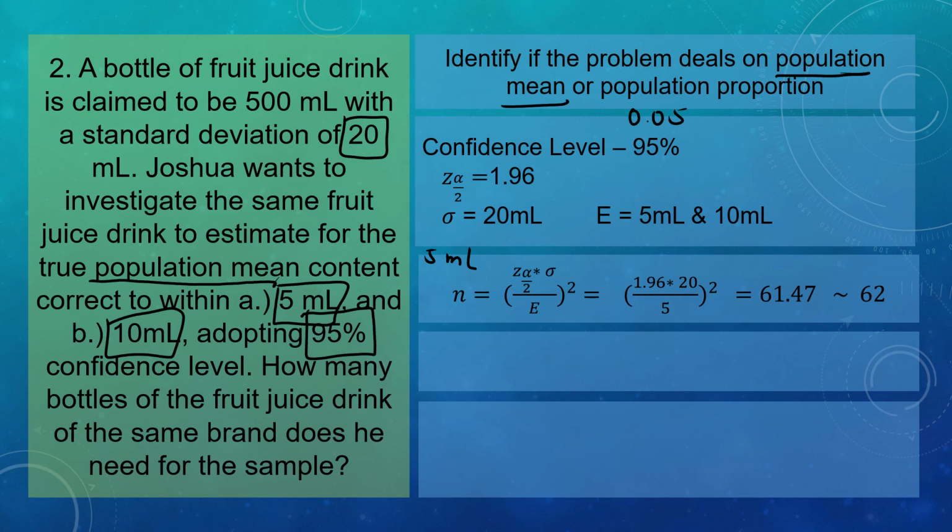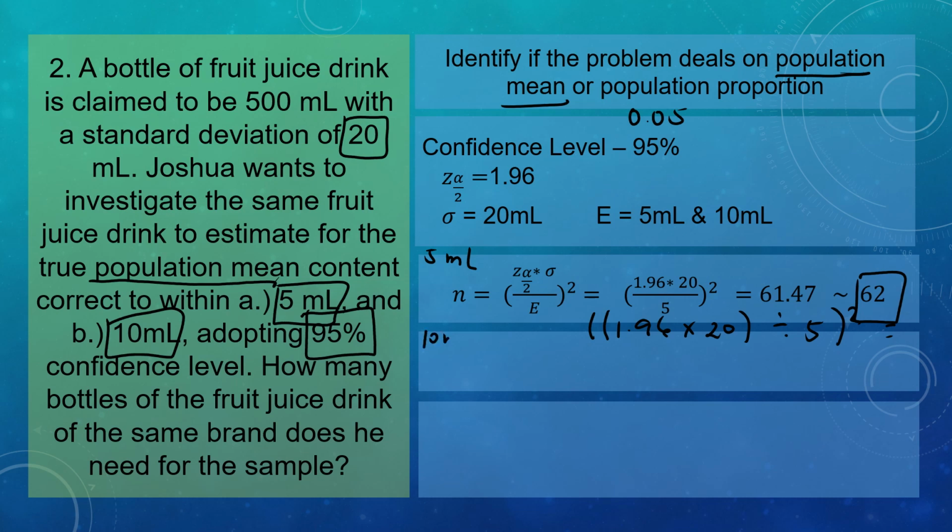So to solve this one, again, you're going to press this in your calculator: double parentheses, 1.96 times 20, close, divided by 5, close parentheses, press the squared button, and then you're going to have the final answer, which is 61.47, or approximately 62, because we need to round up. Let's proceed with 10 ml.